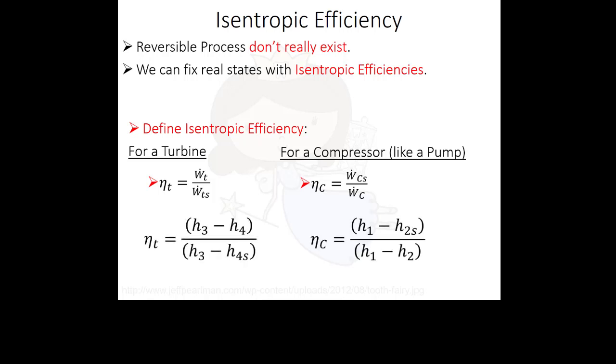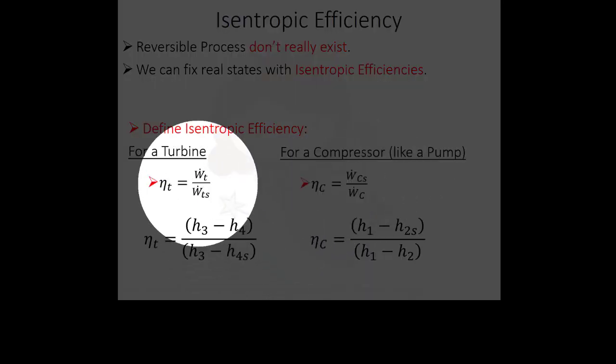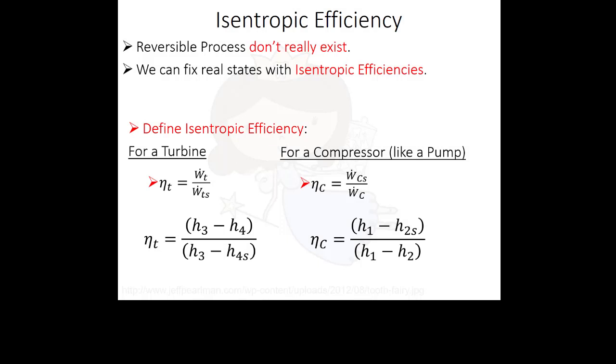So, from this, we can get some equations, right? But again, don't memorize these equations. Memorize these ones. Because as the cycle gets more and more complicated, the turbine won't always go from state 3 to 4, and the compressor won't always go from state 1 to 2.